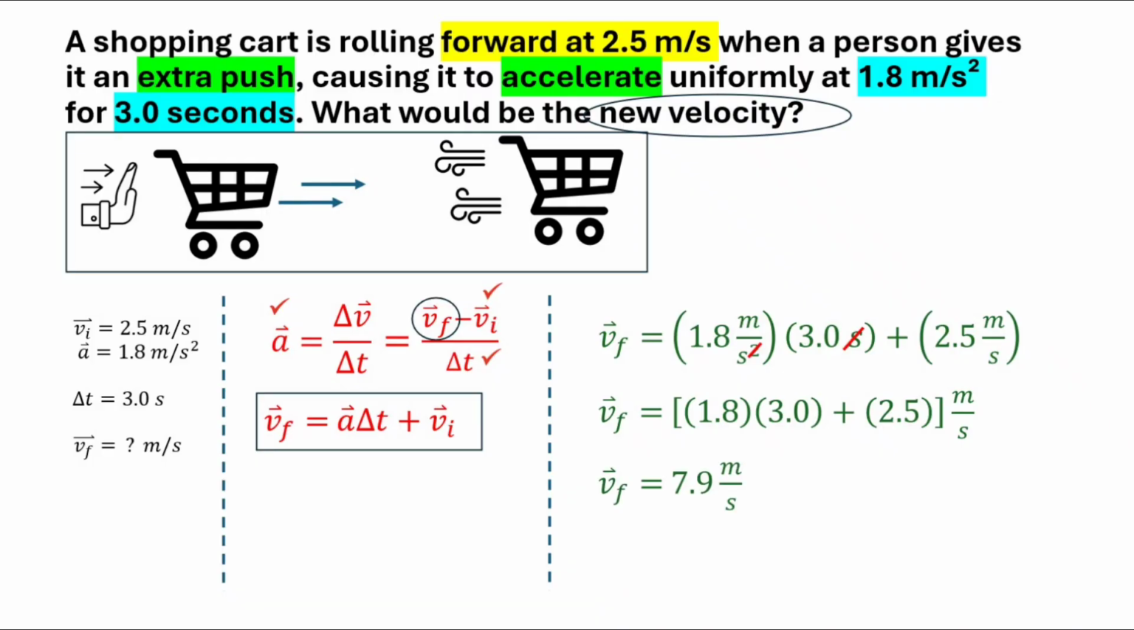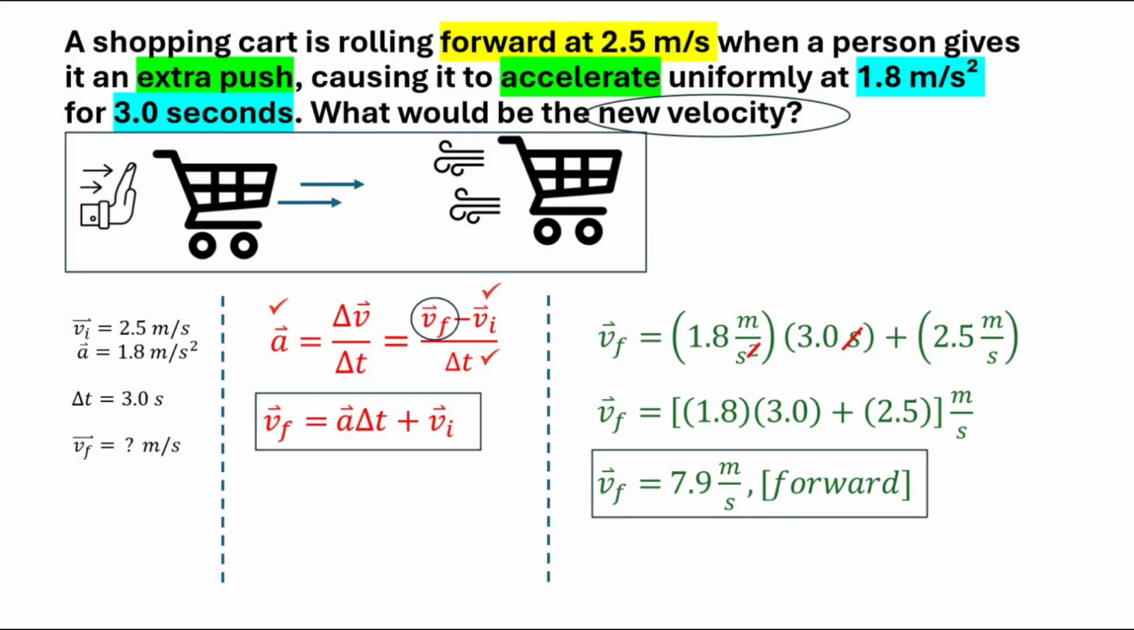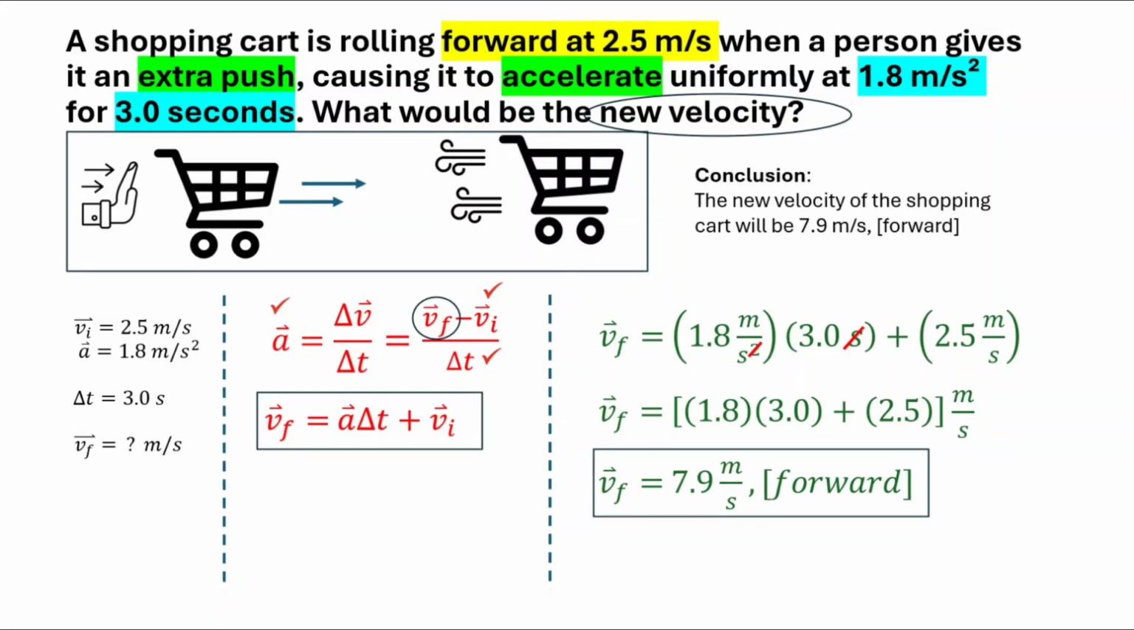But don't forget, this is a vector situation, so we have to put our direction. Boom, here's my final answer, which has direction in addition to the quantity. My final statement for this question can be like this. The new velocity of the shopping cart will be 7.9 meter per second, forward direction.